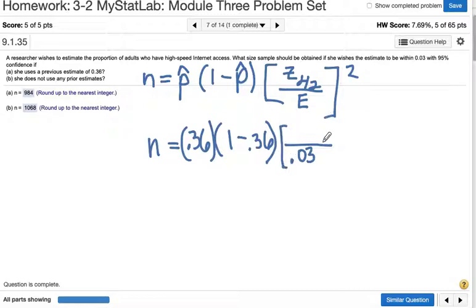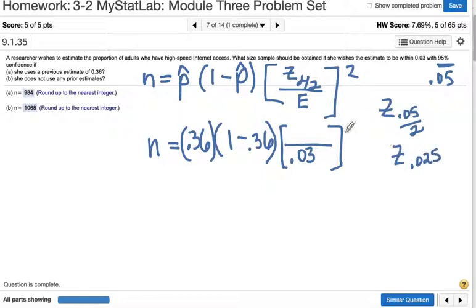Now we need to obtain this z alpha divided by 2. So we know that the confidence level is 95%. That means that there's 5% left over, and we'll write it as a decimal, so just moving the 5% over 2 decimal places to the left. And then we're dividing that by 2. So then we have 0.05 divided by 2, which is 0.025.